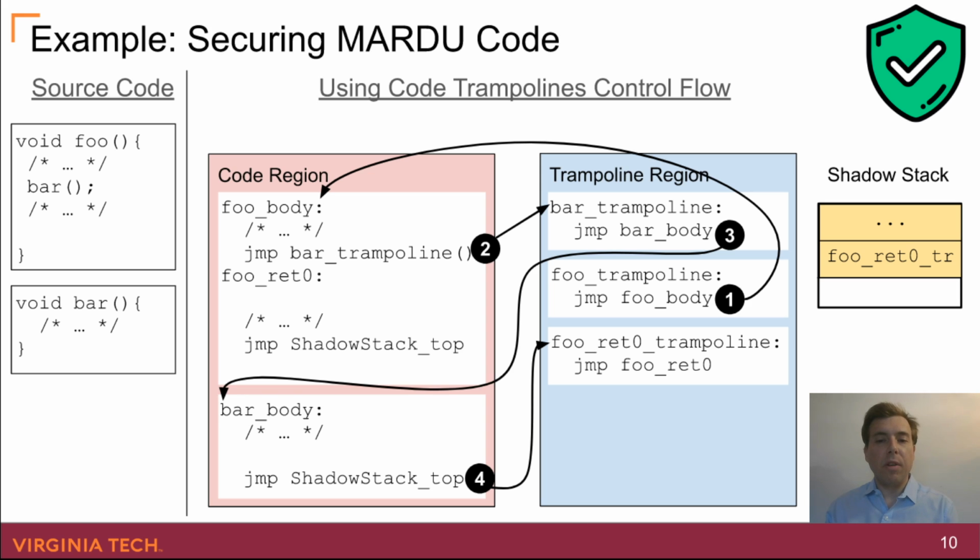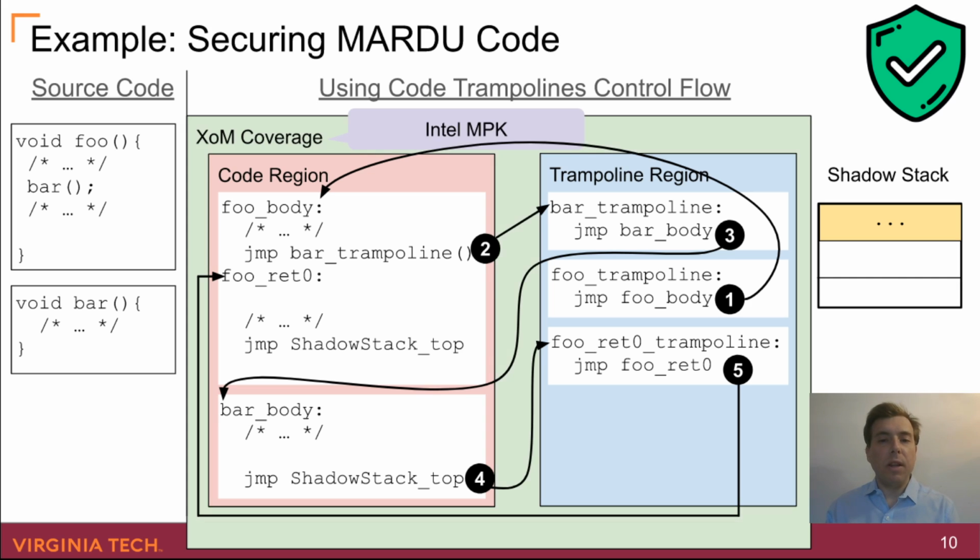Once it's time to return to the previous frame, foo, we fetch and pop the top element of the shadow stack and go to the corresponding return trampoline, which finally returns us to foo, allowing execution to continue. It should be noted that both code and trampoline regions are protected by execute-only memory via Intel memory protection keys, also known as MPK. By covering these sensitive regions with MPK, any attempt to read or write these regions will cause a memory permissions violation and crash the application. This will then trigger re-randomization of any associated shared code still being used by other processes.